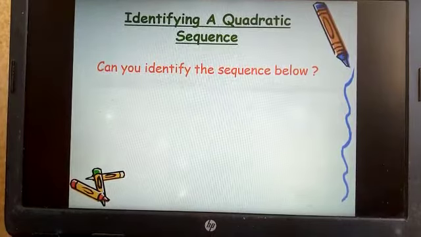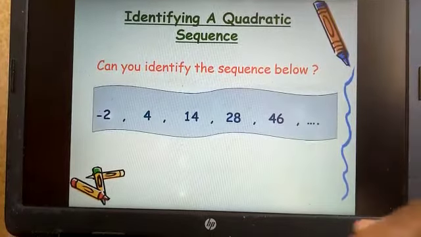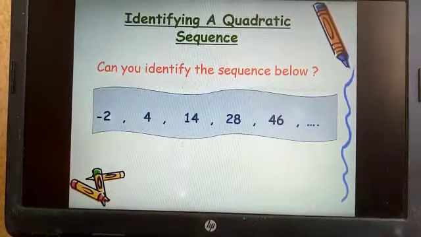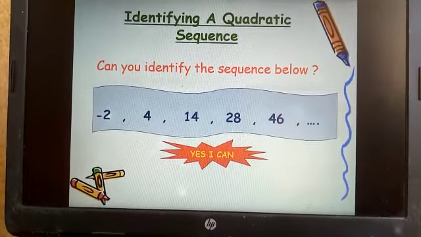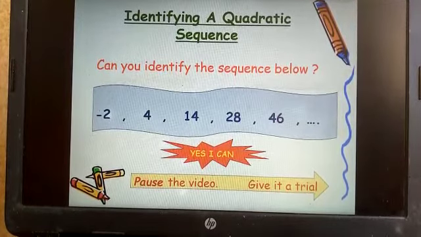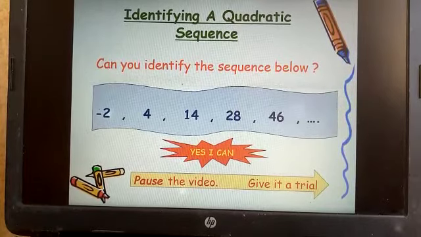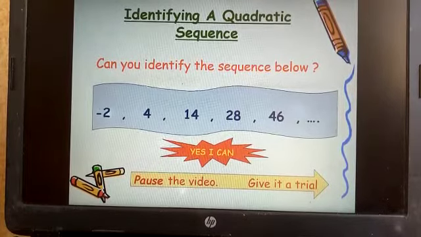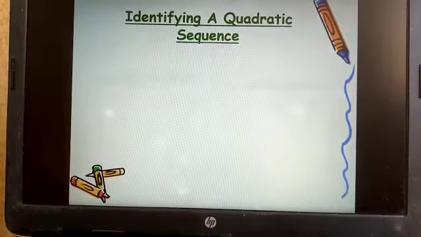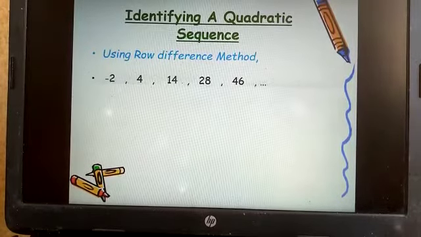Can you identify the sequence below? Just give it a try. I know you can. Pause the video and try it. Okay, compare this with my answer.